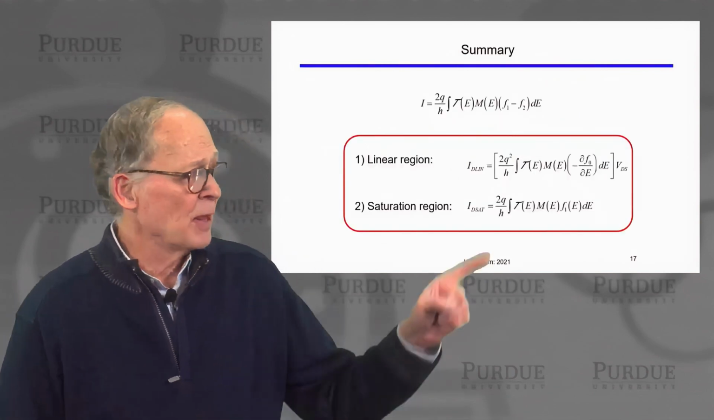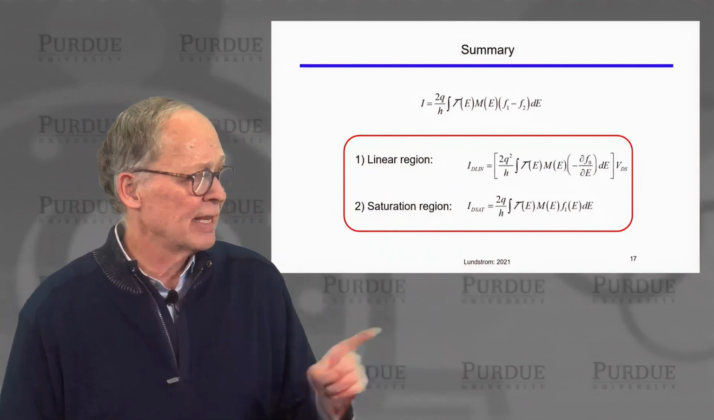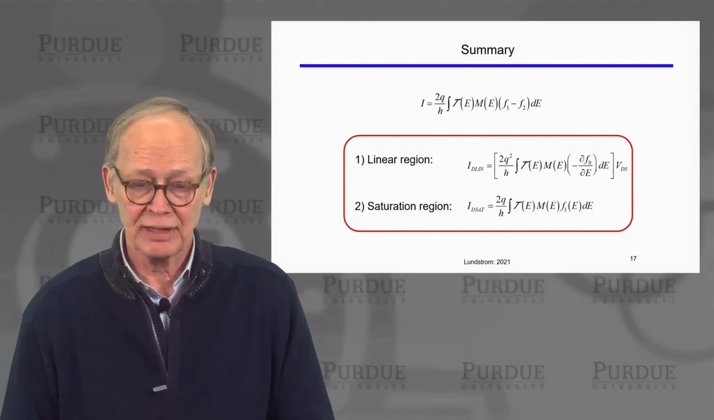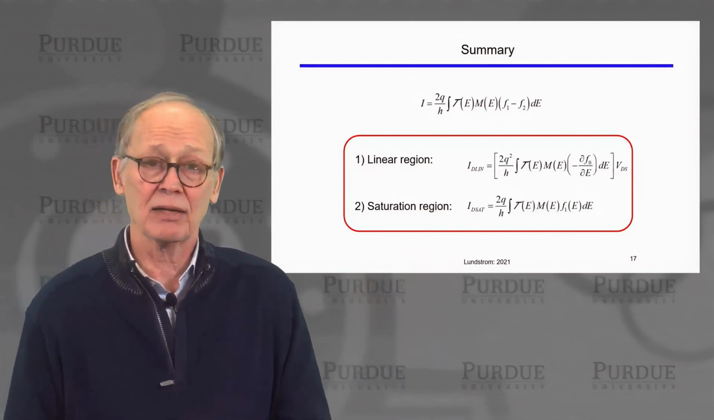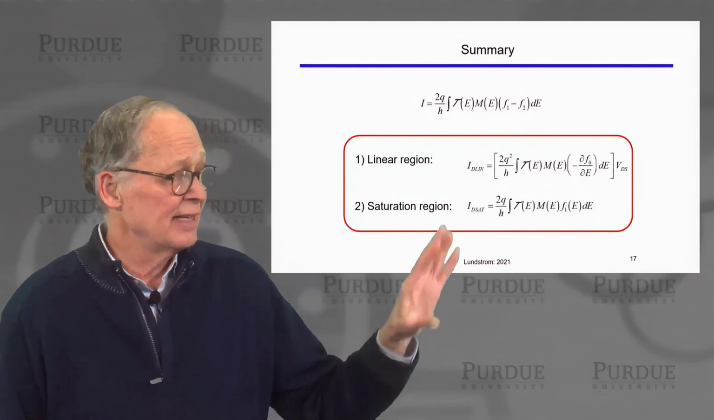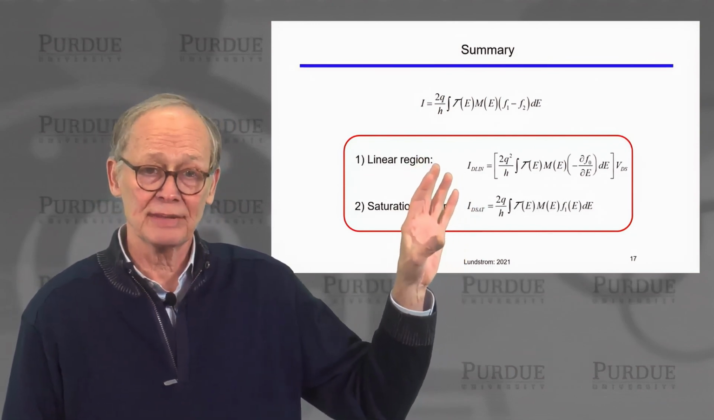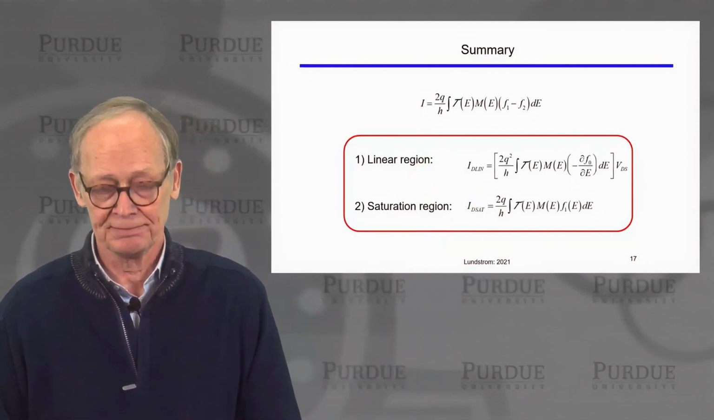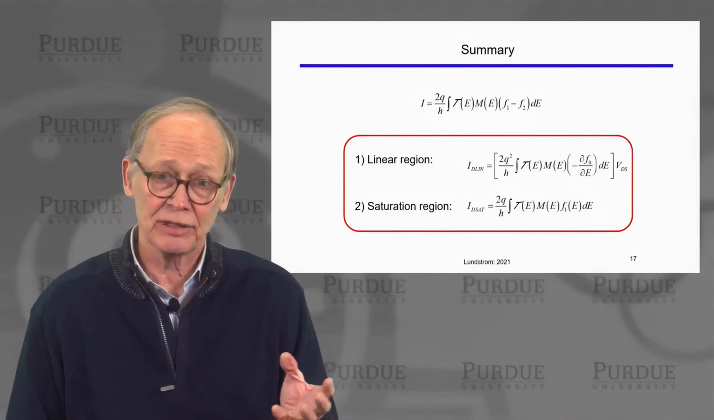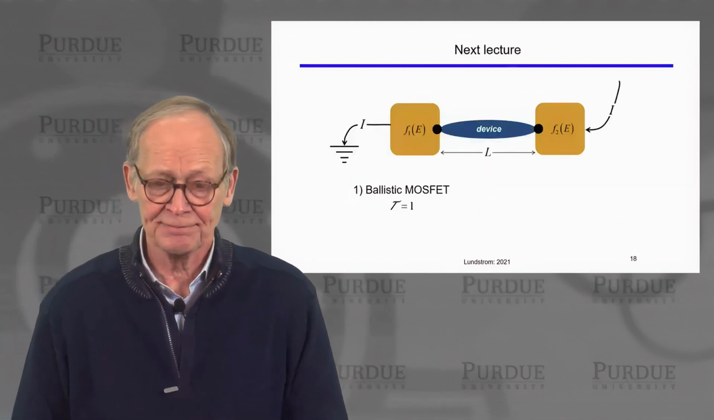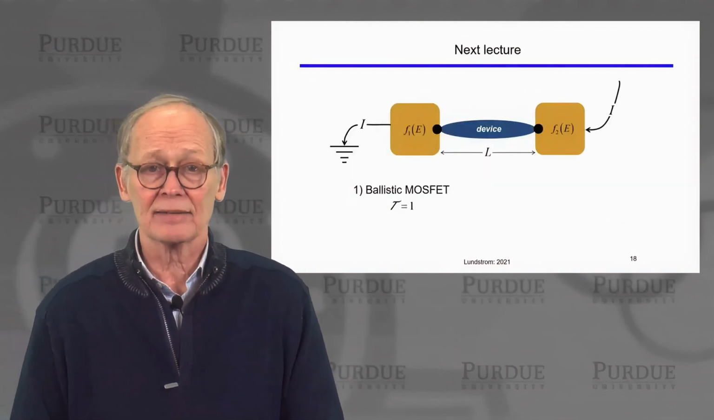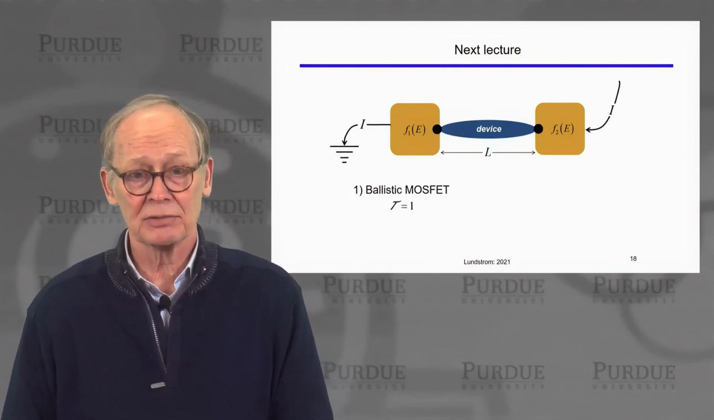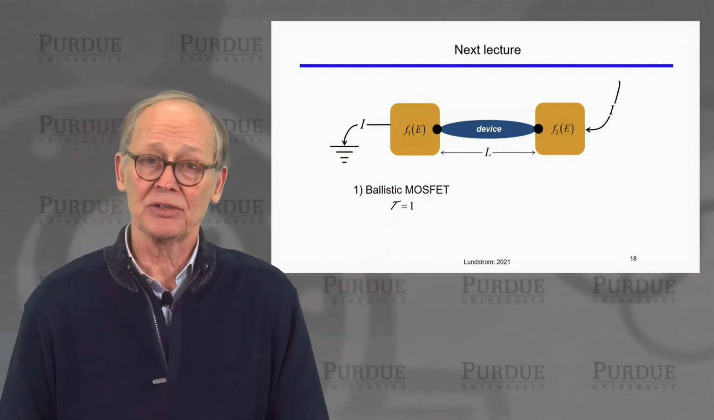So we can summarize. We've taken our current expression and we have simplified it for low voltage difference between the two contacts, and we've simplified it when we apply a large voltage to contact 2. These are the expressions which we are now ready to apply to MOSFETs to get the linear region current and the saturation region current. So that'll be the topic of our next lecture, but we'll simplify things a little bit in the next lecture by first of all assuming a ballistic MOSFET.